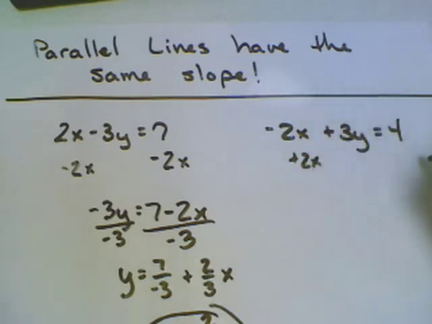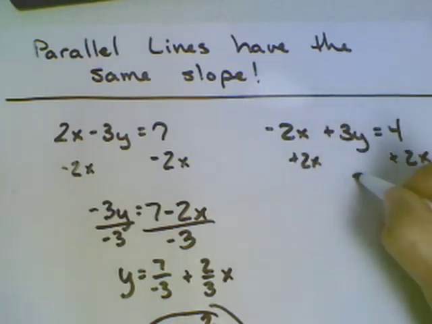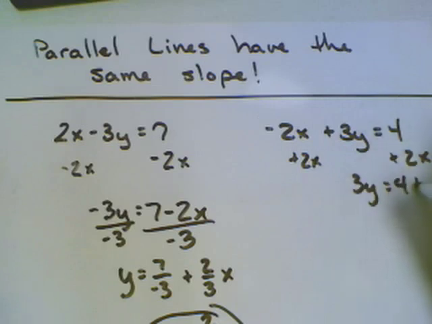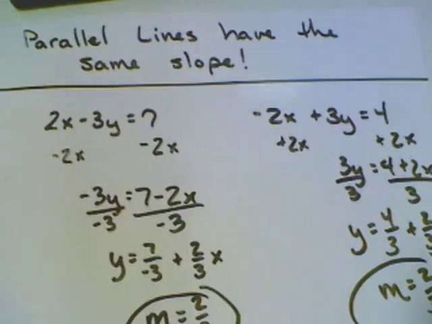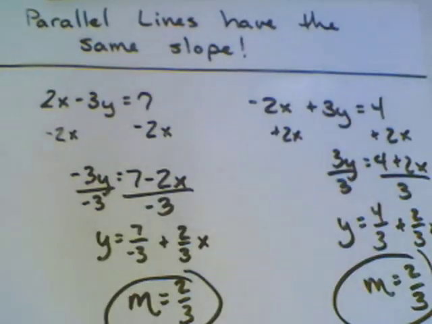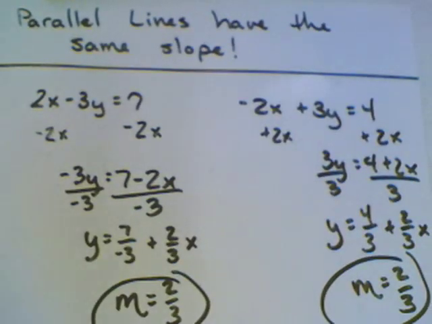This line, I'm going to start by adding 2x. So 3y equals 4 plus 2x. And now I'm dividing everything through by 3. This equation, y equals 4/3 plus 2/3 x. What's the slope in the equation? Positive 2/3. The slopes are the same, so the lines are parallel.